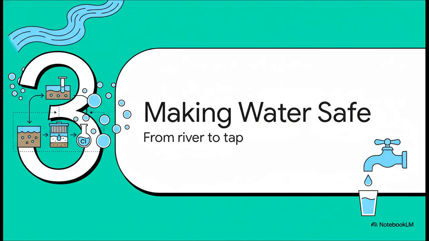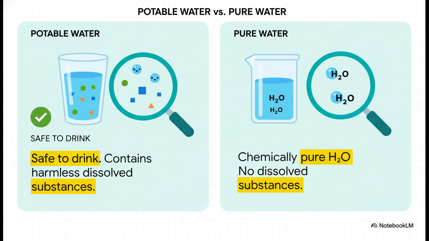Right. Let's apply this thinking to the most important resource of all, water. I mean, it's everywhere, but you can't just go and drink straight from a river. So what magical chemical process happens to get it from a murky reservoir to the clean water that comes out of your tap? Now, before we get into the how, we need to nail down the what.